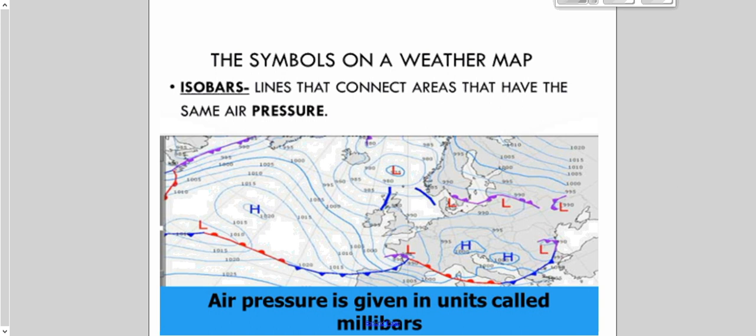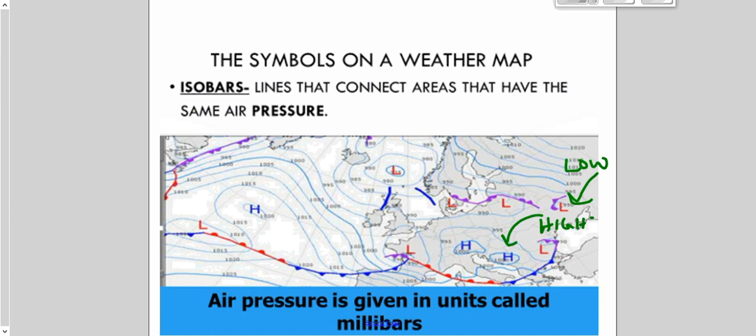So you'll notice that on this weather map there are several L's and H's. The L's represent low pressure systems. Where we see an H, we have high pressure systems.